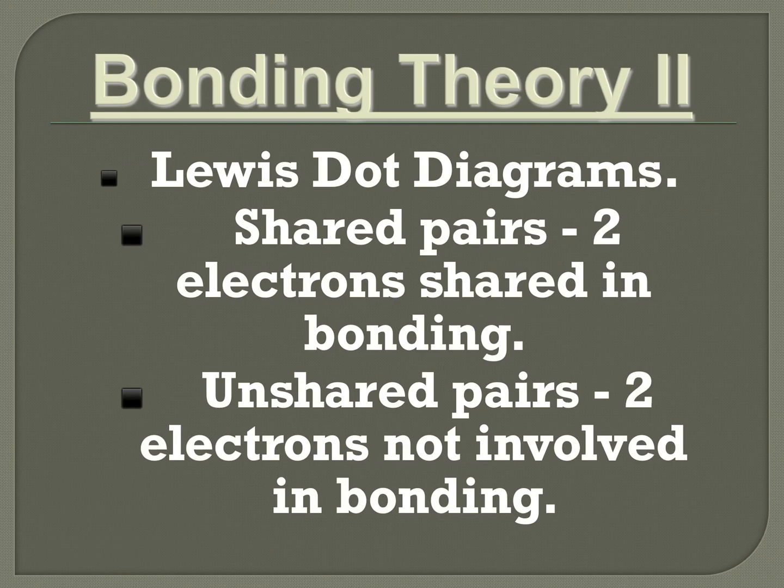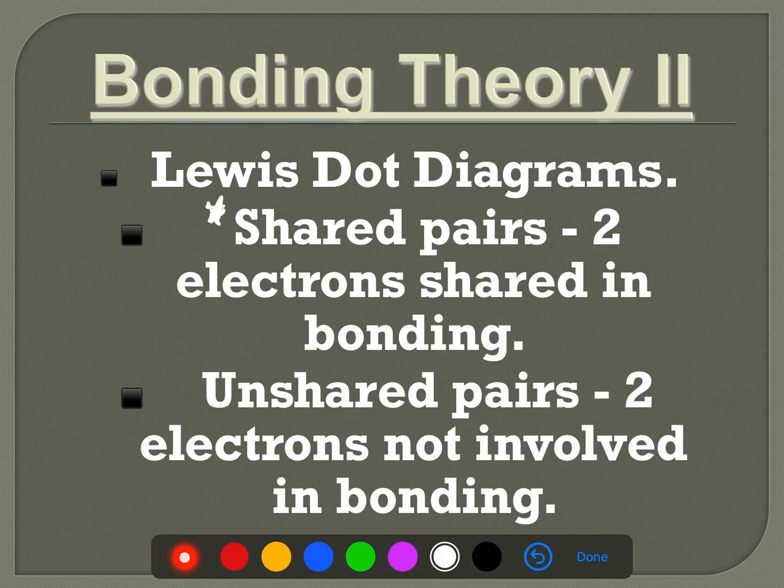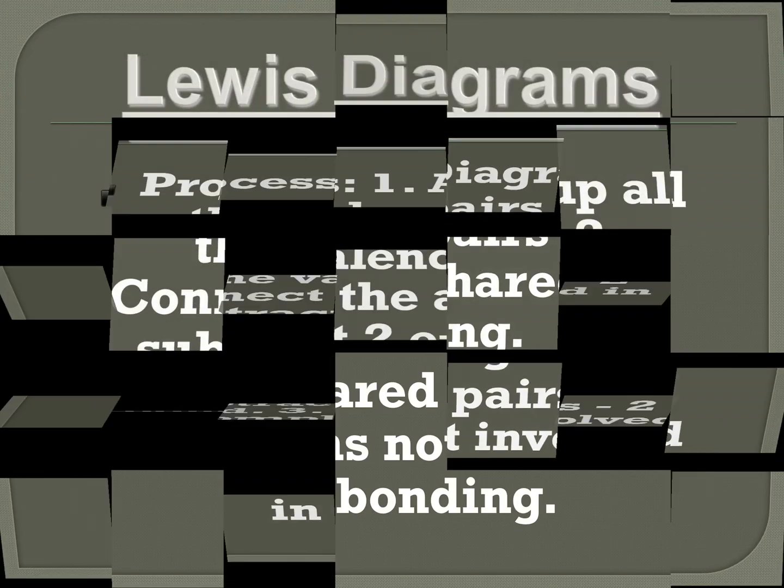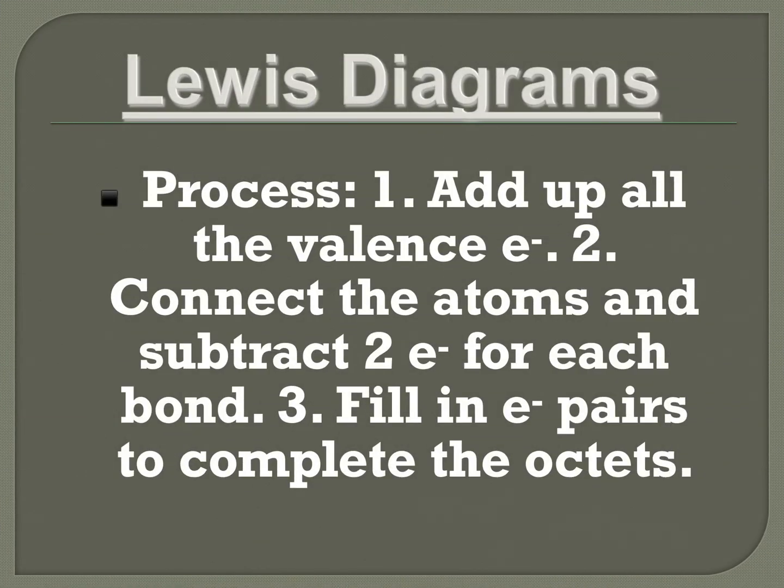Okay, in a Lewis dot diagram, the bonds work in pairs of electrons like we did in chapter 12, and it doesn't matter whether it's a coordination bond or whether each atom contributes one electron. Anytime there are two electrons in between atoms bonding them together, we're going to call them shared electron pairs. And if the electrons are in the outer shell but are not involved in any sort of bonding, we're going to call them unshared electron pairs. So everything works in pairs.